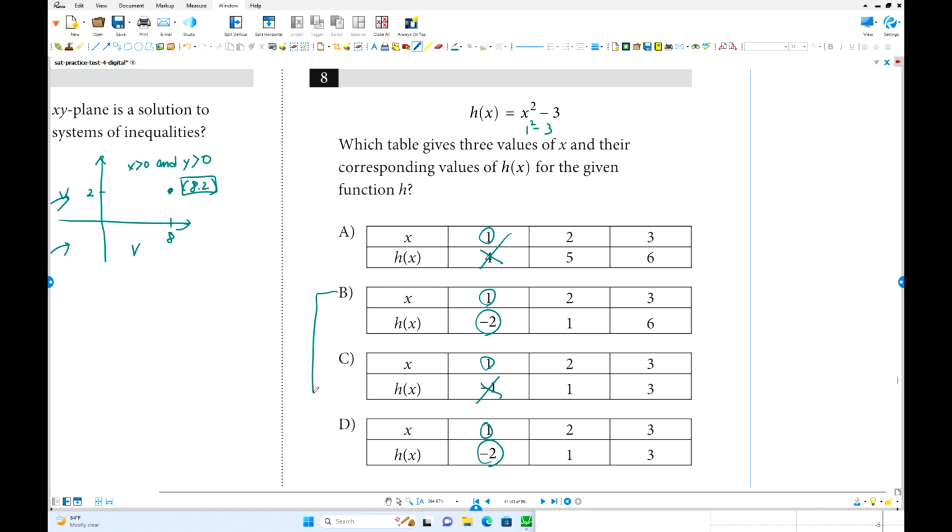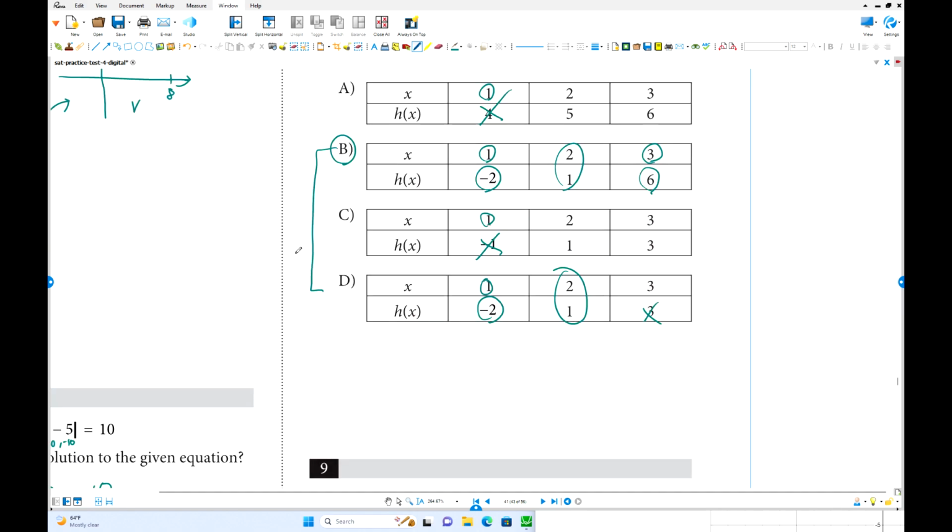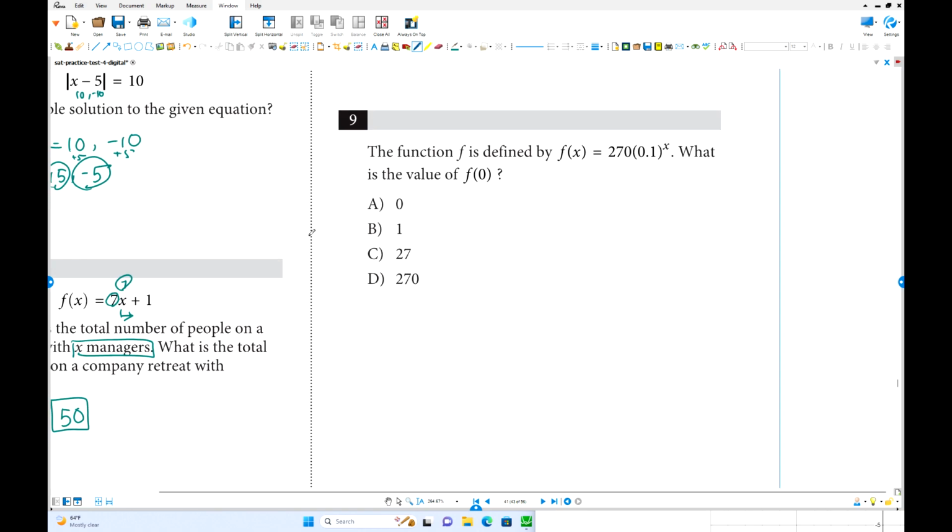We have only two choices up here, and the values are the same, so we don't have to check. Last number: when x equals 3, 3 squared is 9, minus 3 is 6. This one shows 3, so that's not working. So choice B is the answer. So number 9, what is the value of f of 0? Put x equals 0 there.